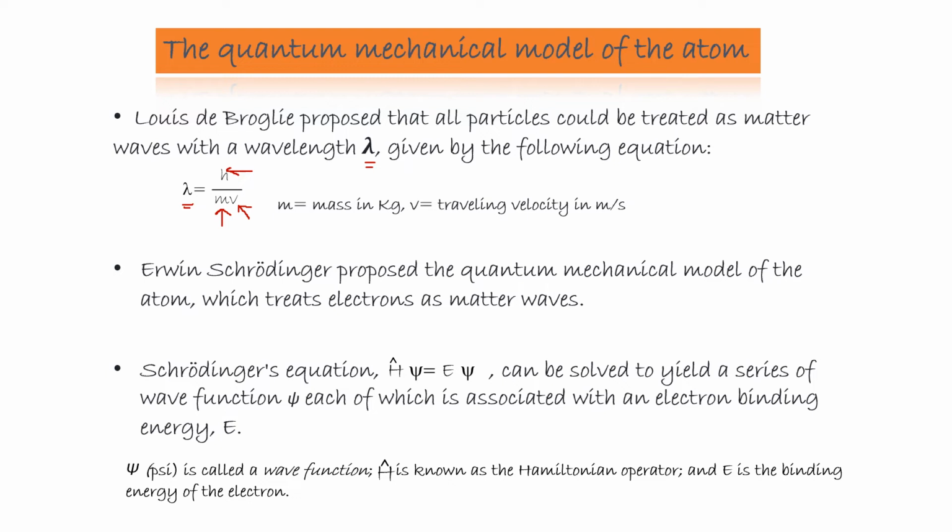Erwin Schrödinger proposed the quantum mechanical model based on treating electrons as matter waves. Schrödinger's equation has Hψ equal to Eψ.